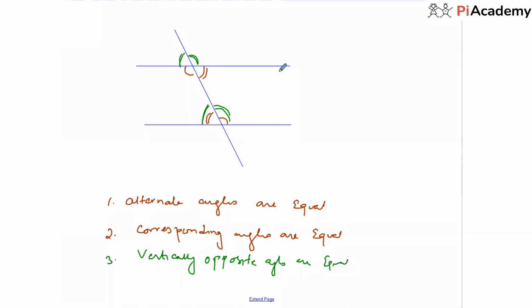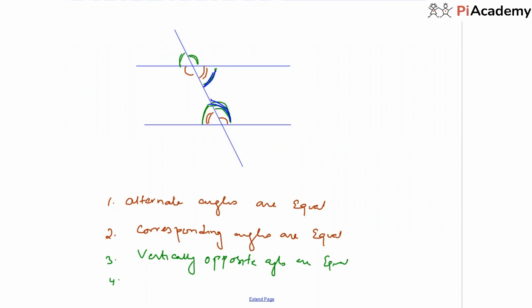Okay, yeah, vertically opposite angles are equal. And four, understand this: the interior angles on the same side of the transversal add up to 180 degrees. For example, look here.